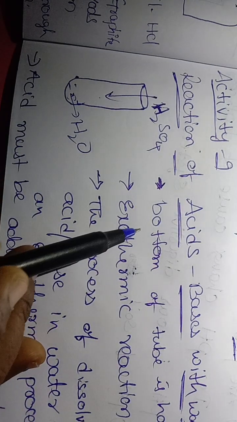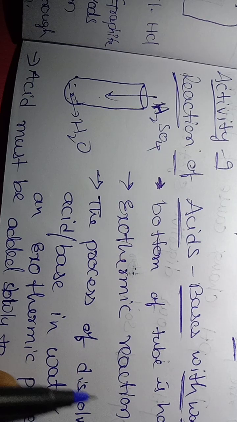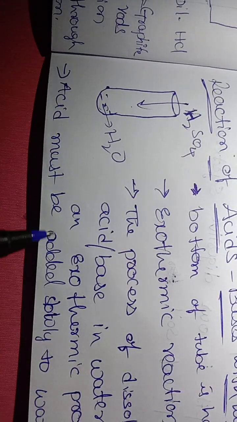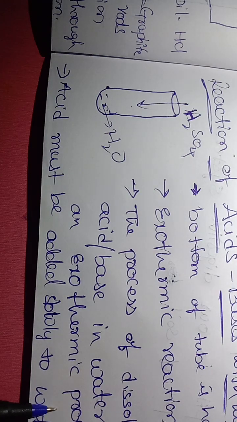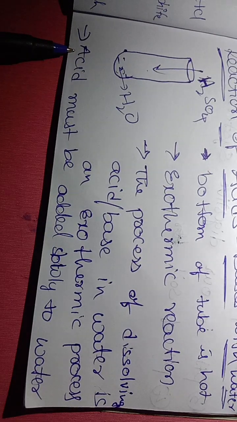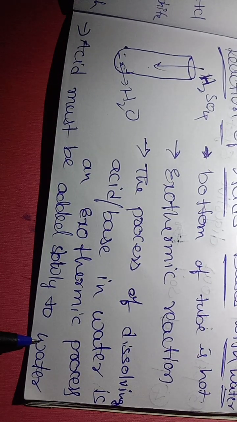If you touch the bottom of the tube, it is hot. What type of process is it? An exothermic reaction. The process of dissolving acid or base in water is an exothermic process. From this, what you are concluding is that acid must be added slowly to water.